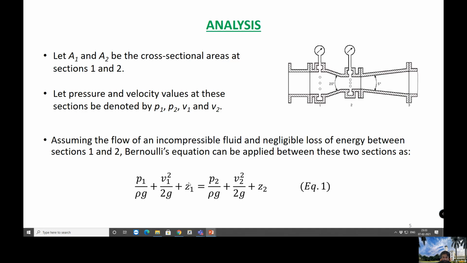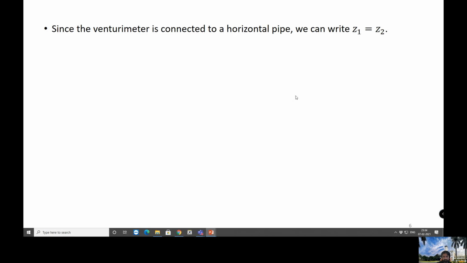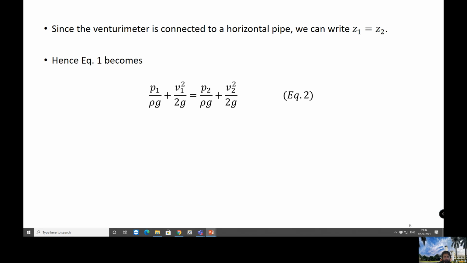You see there's a term called Z1 and Z2. We also assume that the venturimeter is horizontal. That means the datum is the same for them. Therefore, we can assume Z1 is equal to Z2 because the pipe is a horizontal pipe. Therefore, equation 1 will become P1 by rho g plus V1 square by 2g is equal to P2 by rho g plus V2 square by 2g. Z1 and Z2, since they're equal, cancel out from equation number 1.